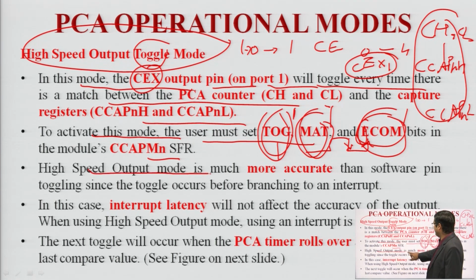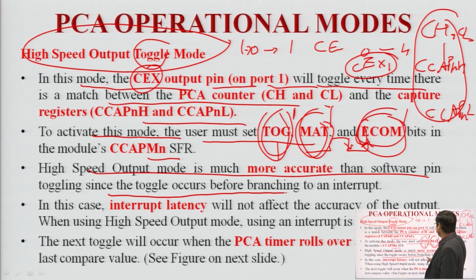High speed output mode is much more accurate than software pin toggling, since the toggle occurs without branching to an interrupt. So, high speed toggle mode is more efficient as compared to the others.